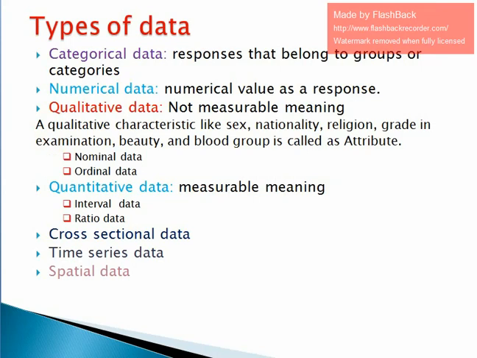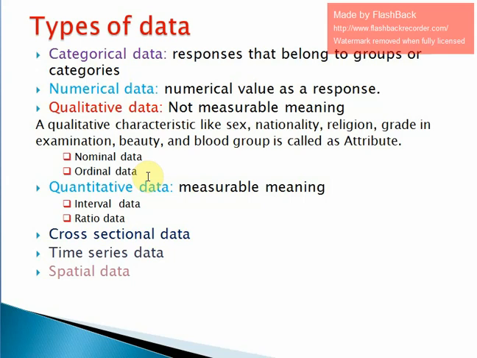Another one is qualitative data. Qualitative data means there are some characteristics which are non-measurable. Those characteristics which are non-measurable come under qualitative data, like sex, nationality, religion, grade in examination, beauty and blood group. These are nothing but attributes, so any qualitative characteristic is called an attribute. Qualitative data or attributes can be measured in two ways: one is the nominal way and the other is the ordinal way. The nominal way is only for identification, and in the ordinal case we are arranging in a particular order.